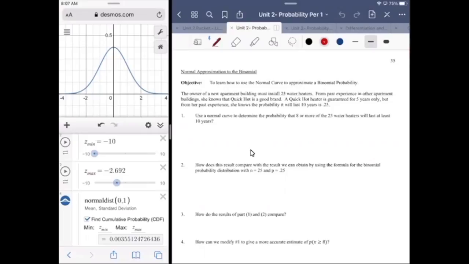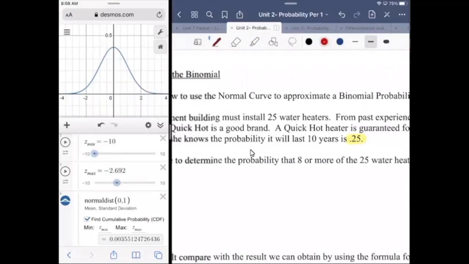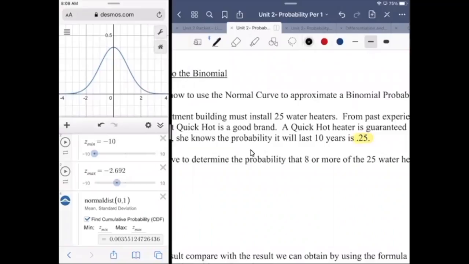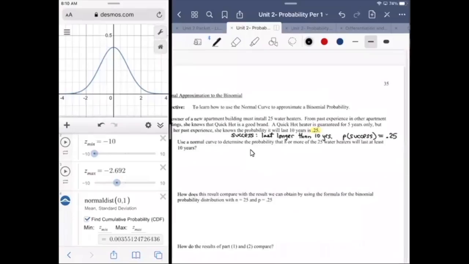All right, so the probability of it lasting 10 years is known to be 0.25. So that's the probability of success. So I'm just going to make a little note of that. But first, I guess we should define success: lasting longer than 10 years. So the probability of success is known to be 0.25 based off of this individual's experience.